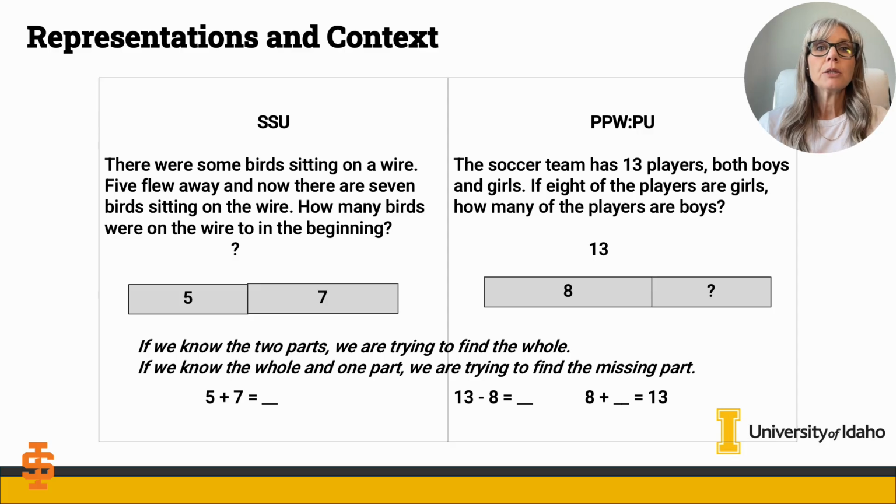Using a bar model to represent the problem highlights the part-whole relationship specified in the context. The representation helps students choose an operation rather than guessing at a solution method. Through questioning, students can make connections between the equations and the representations, which helps students understand that they can use different computations to solve the problems. For example, in the soccer team situation, a student can use subtraction, 13 minus 8, or addition, what do I add to 8 to get 13?